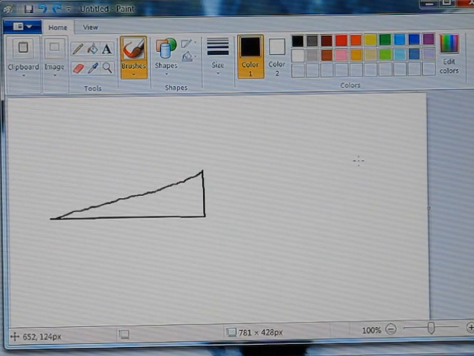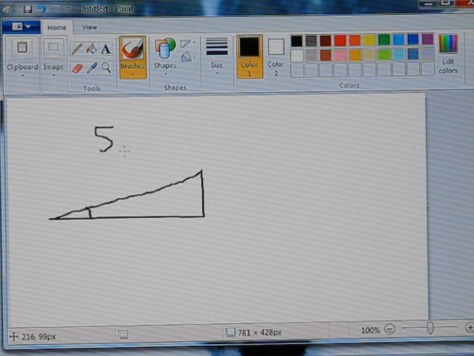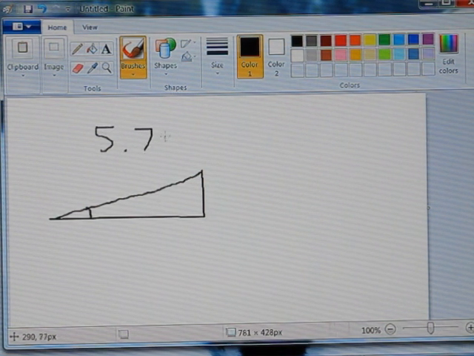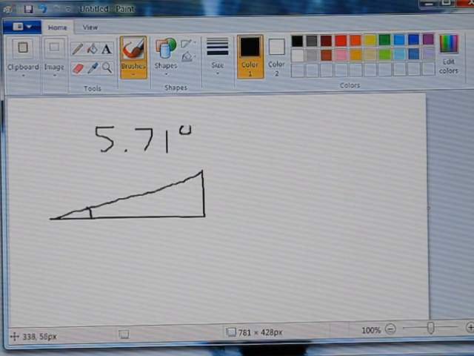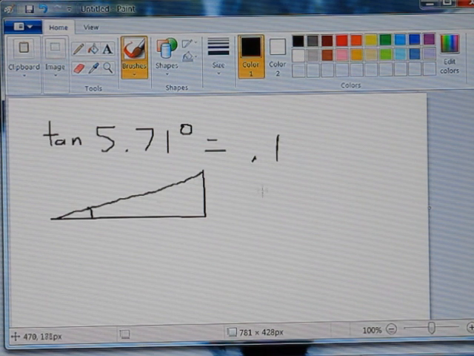Another way to find the grade of a hill is by finding this angle right here. Let's make it 5.71 degrees. This will make it so it lines up with the last problem. So you're going to take the tangent of this, which equals 0.1, or in other words, 10%.